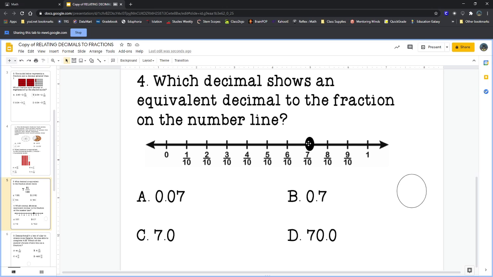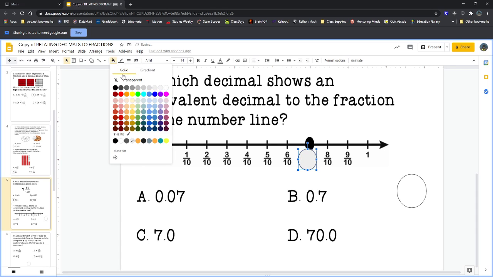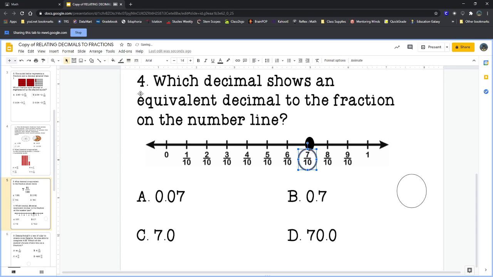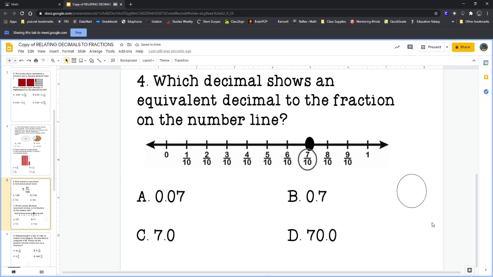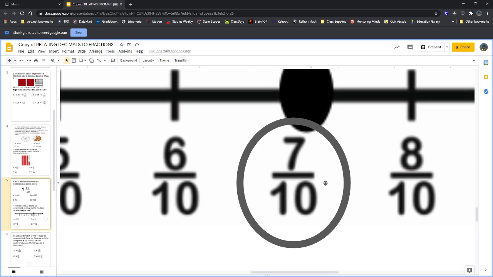They put a point right here. 7 out of 10. So this, I'm going to go ahead and put a circle over it. You don't have to. I'm just going to do it. Fine. 7 out of 10 is the fraction that they're using. So I need a decimal that's going to match 7 out of 10, like we saw in this last problem.